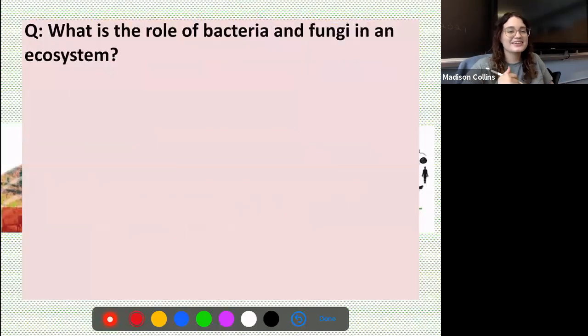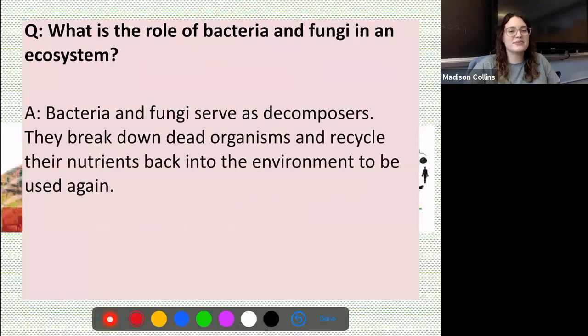Right. And next up, what is the role of bacteria and fungi in an ecosystem? Well, hopefully we know by now that bacteria and fungi serve as decomposers. So they're going to break down dead organisms and recycle those nutrients back into the environment to be used again.